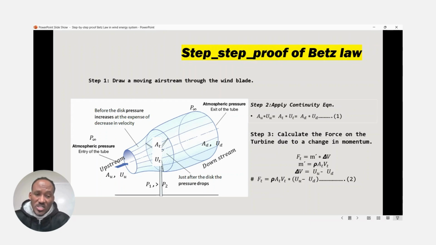Then change in velocity is equal to velocity of upstream minus velocity of downstream. Then substitute these two expressions in place of mass flow rate and change in velocity. We obtain equation 2 for force on turbine. Keep this as equation 2.